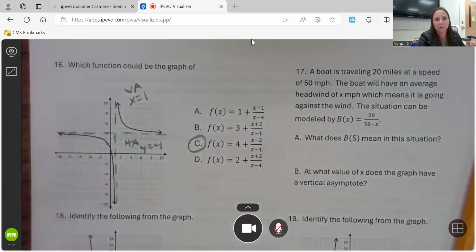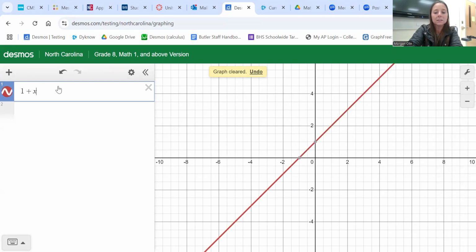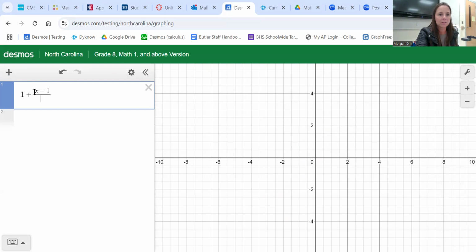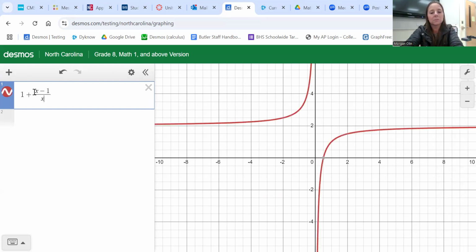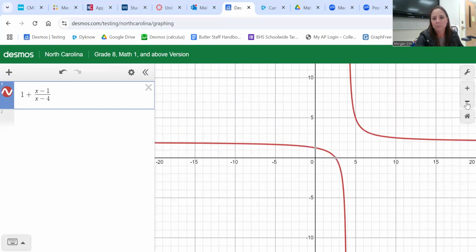When in doubt, just go graph your answer choices. I'll just graph like 2 of these. So here, if I graph 1 plus x minus 1. Now, if I didn't put parentheses, you highlight it and then do division. Then x minus 4. And I can tell that this is definitely not the same graph. These should be kind of gimme problems because you're just plugging them in.